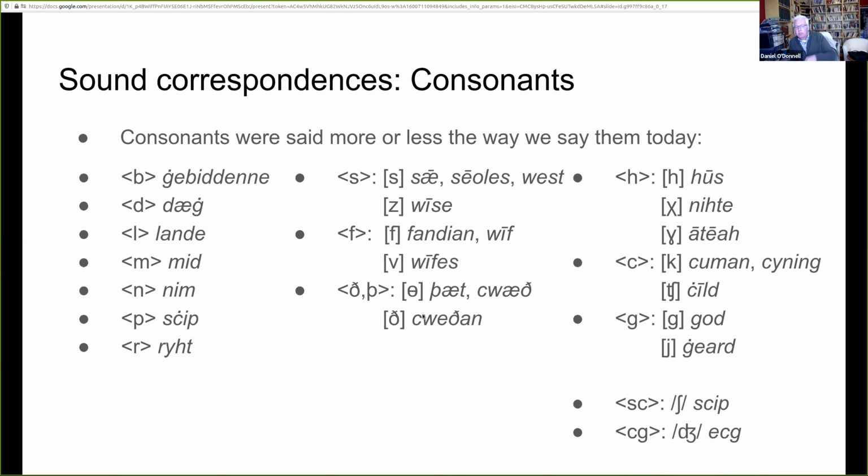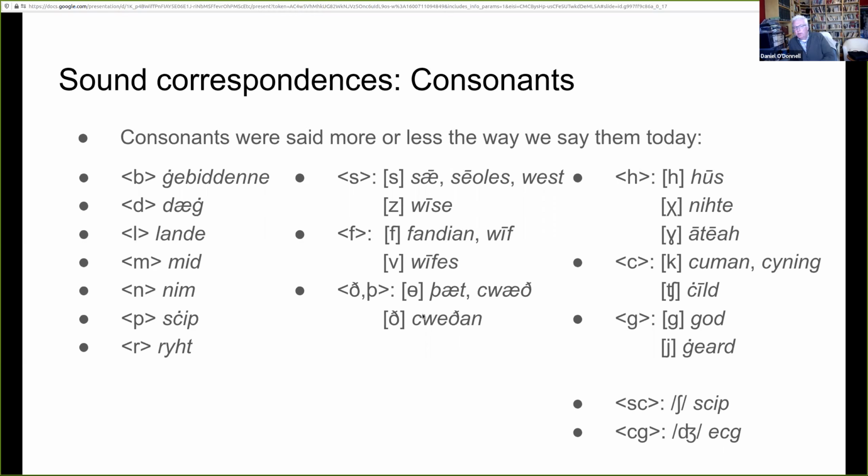And again, I'll start at the bottom. The letter G can be used for what we think of as a hard G, god, gōd, or what we think of as a soft G, geard. A lot of those soft G's we now spell, in the descendant word, with a Y. So you can guess, geard, the modern English word is yard. It doesn't mean exactly the same thing, but it's the same word. Gōd is the good word.